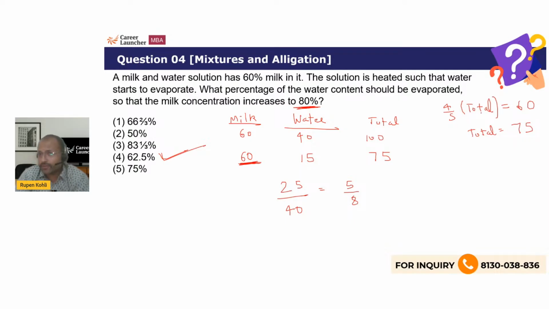So 4/5 of the total volume is 60, or total volume is 60 into 5 by 4, which is 75. So therefore, if the total volume has changed from 100 to 75, it means 25 is the decrease in volume of the water. So the water has decreased from 40 to 40 minus 25, which is 15. Hence, the water that has gone away in percentage is 25 on 40, or 5 on 8, which is 62.5%.